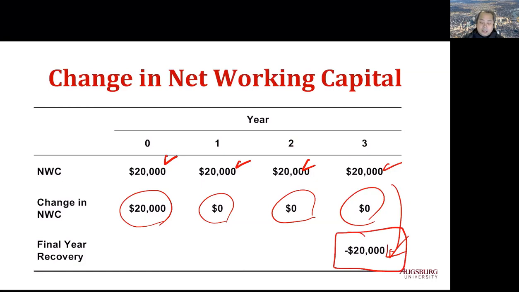Note that these changes are a negative factor of cash flow. So a 20,000 increase in net working capital decreases total cash flow by 20,000. If the net working capital decreased by 20,000, then total cash flow increased by $20,000.